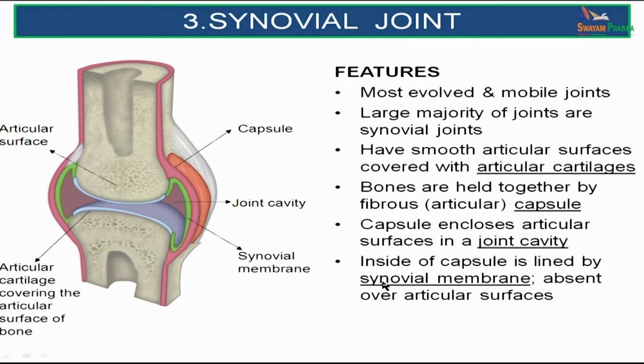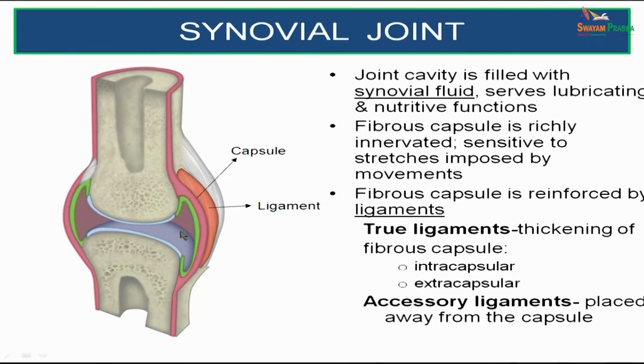The inside of the capsule is lined by a membrane called synovial membrane. This joint cavity in synovial joints is filled with a fluid called synovial fluid, which is lubricating and nutritive in function. The fibrous capsule is richly innervated. It is very sensitive to stretch which is imposed by movements.